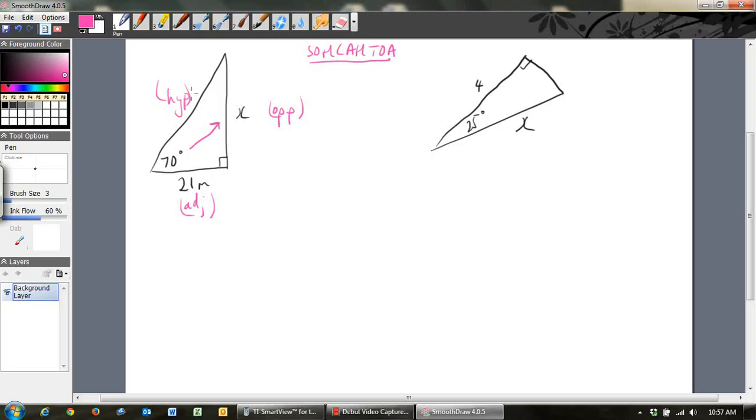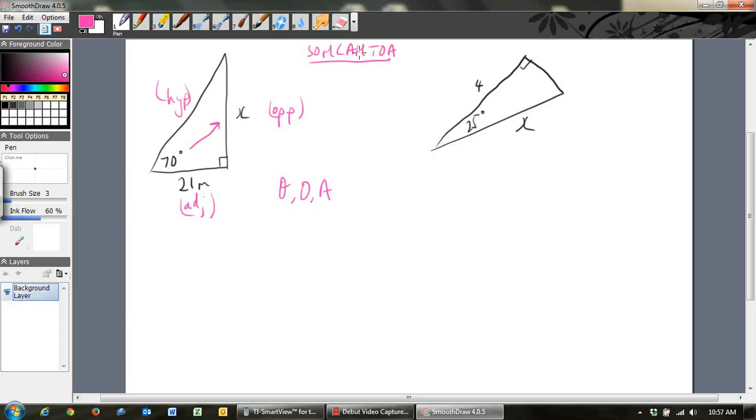Let's have a look at how this goes. We want a ratio that doesn't have the hypotenuse in it. We want the ratio that only has the angle, the opposite side, and the adjacent side. So which ratio is it? Sine equals opposite over hypotenuse. No, that's not it, because we don't want the hypotenuse in there. We don't care about the hypotenuse in this question.